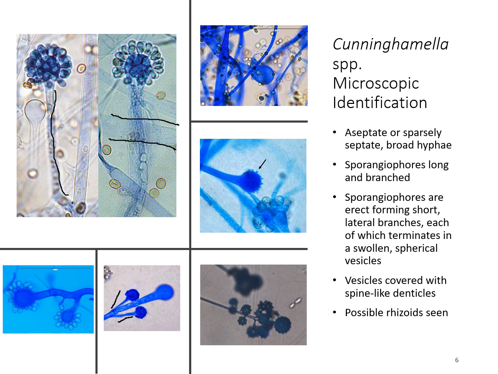Each of those terminates in a swollen vesicle. So you can see down here where that little swollen vesicle comes off that sporangiophore. And you may also remember that I've termed this with the apophysis, and you can see off of each of those in this picture here where they have little spikes on them.